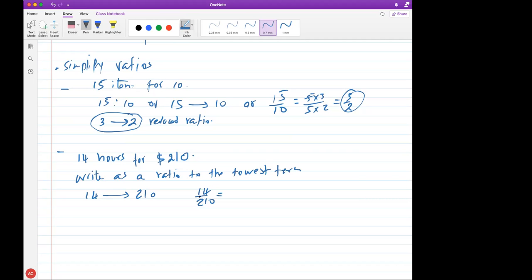What do you think? How can we go about reducing this ratio to the lowest terms? What is the highest number that you think goes into 14 and 210? We can probably do 14 here as 7 times 2. For here, we can do 21 times 10, right? And after that, as you can see, we can get a 7 from here.